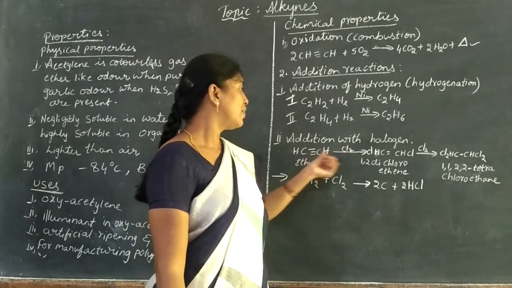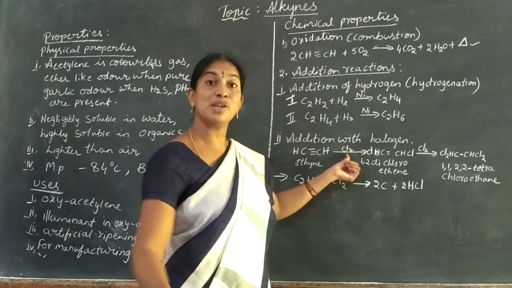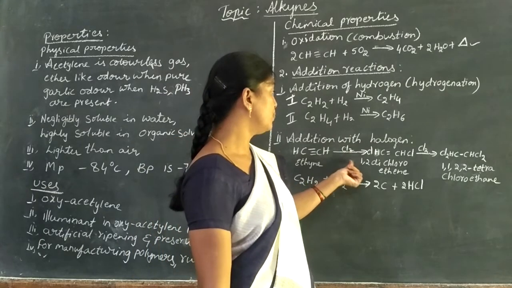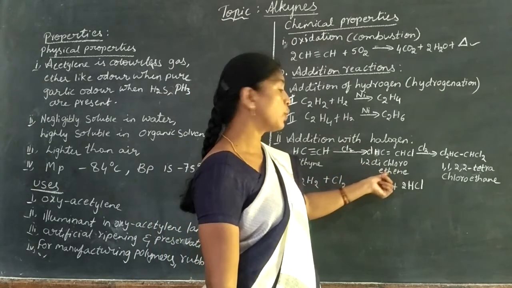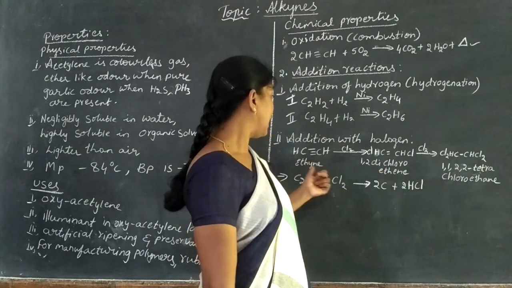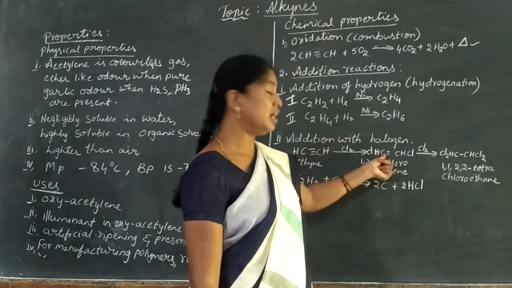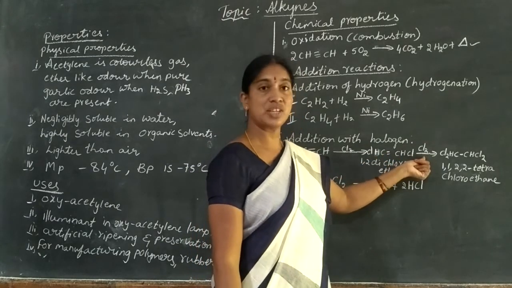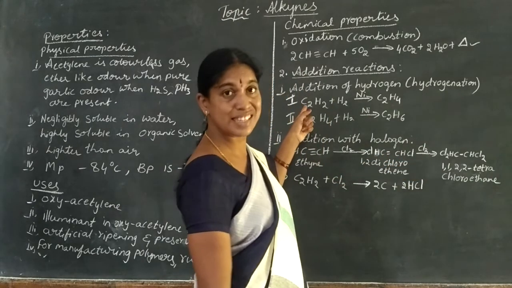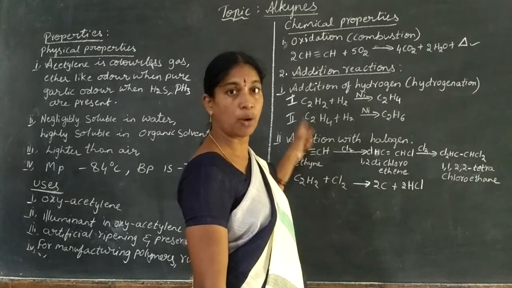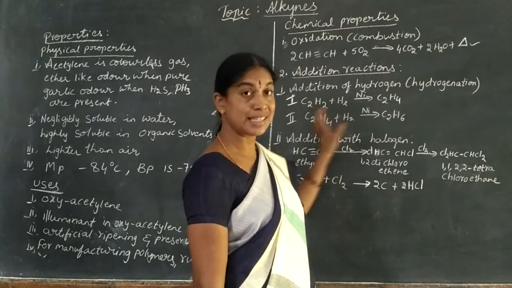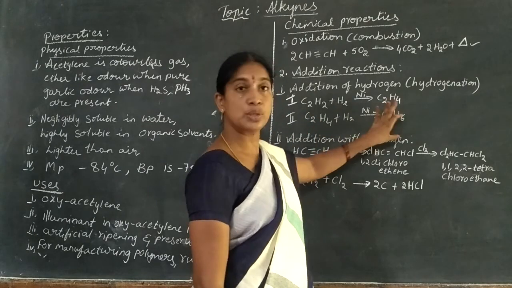So ethyne with chlorine will take reaction in presence of the inert solvent carbon tetrachloride and gives rise to 1,2-dichloroethene. Understand? The ethyne triple bond will be changed into the double bond. And again, here also one more reaction. This is the first step reaction. This is the second step reaction. The triple bond will be changed into the double bond, and in the second step the double bond will be changed into the single bond.